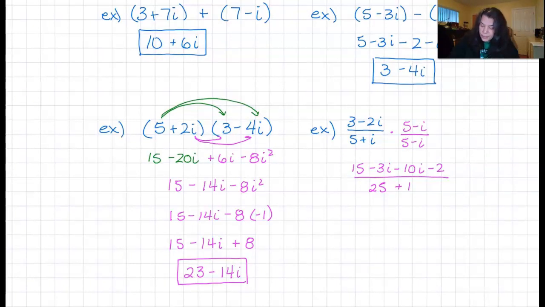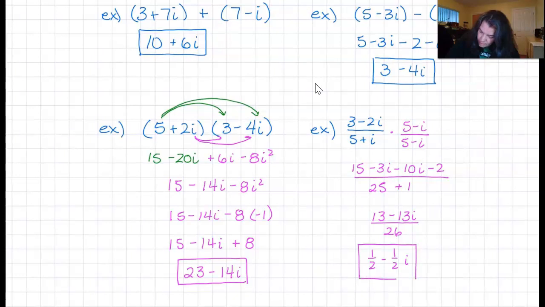But I still have to simplify this a little bit. I can combine like terms in the numerator. 15 minus 2 is 13, and then minus 13i, and then that's all over 26. But remember, I have to write it in standard form. Right now it's not in standard form, so I'm just going to separate it. And 13 over 26, that's just 1/2. So I'm going to have 1/2 minus 1/2 i, and voila.